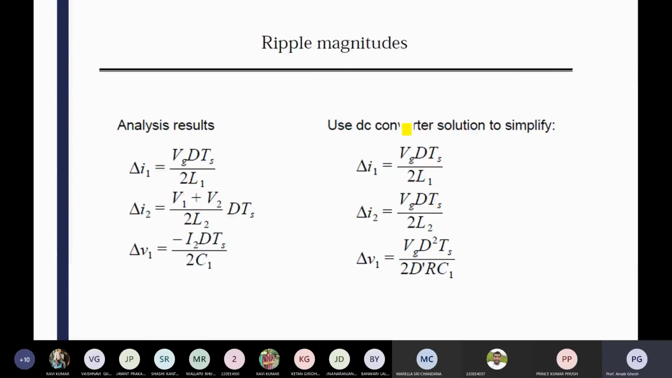For the DC components or solution and simplicity of analysis, you approximated all those values. So more or less that value is the same, but sometimes here you are using that I2, and the V2 term you have neglected. Basically, V1 plus V2 you have considered as VG. So adding both of them, you can see the stress, the stress of the switch.